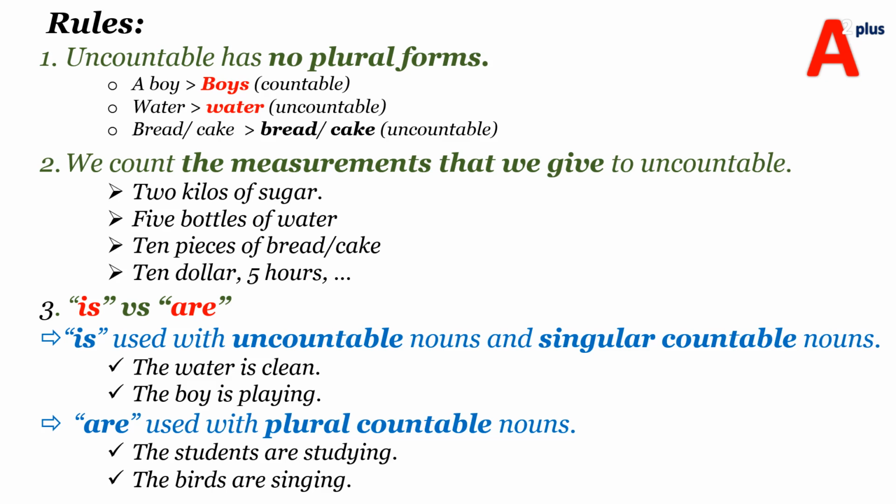How about are? Are is used with countable plural nouns. Students are playing, the birds are singing. So students is what? Plural, and birds are plural as well. So this is governing is and are.